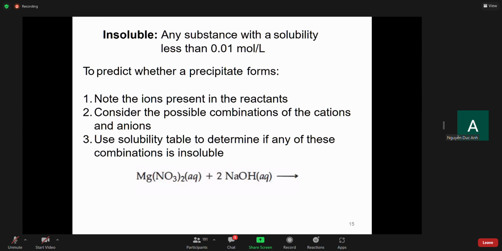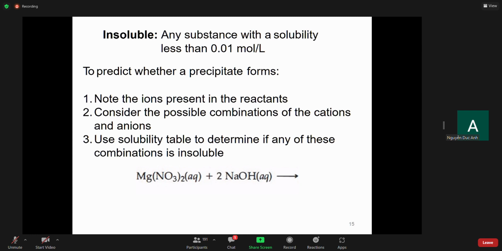Okay, so for the reaction of precipitation, you have to predict. Okay, so as the last slide I said, if you can find a pair of ions that can combine together and form an insoluble material, okay, the precipitate forms. Okay, so how can you do that? We can do it in several steps like this.